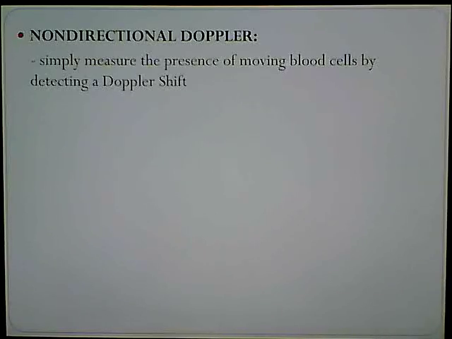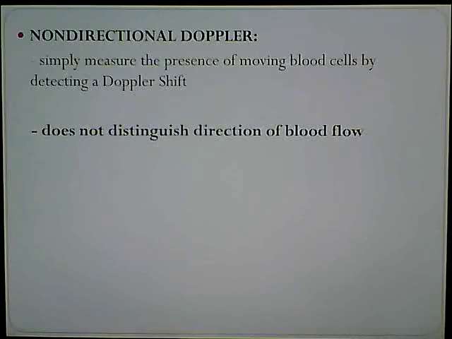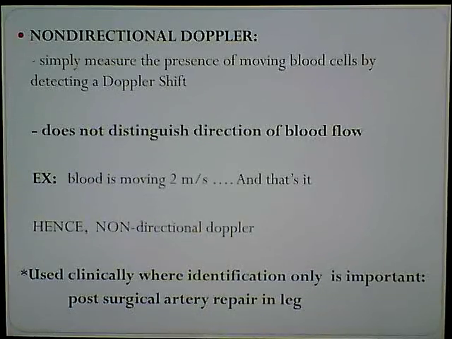Non-directional Doppler simply measures the presence of moving blood cells by detecting a Doppler shift. It does not distinguish direction of flow. It's just whether or not they're there. Example, blood is moving 2 meters per second. That's it. Hence, non-directional Doppler. It doesn't tell you which way it's going, it's just that it's there.